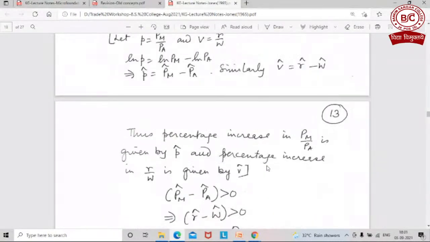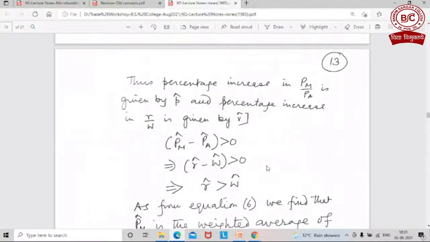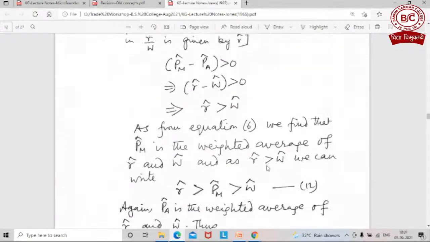Suppose there is a deterioration of the terms of trade. If there is an improvement in the terms of trade, we get the opposite result, that PA hat is greater than PM hat. A deterioration means PM hat is greater than PA hat. That is deliberate.